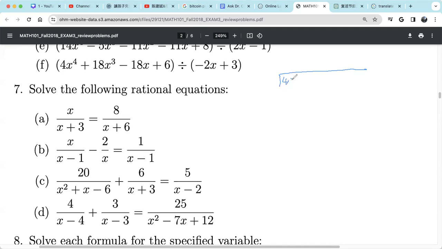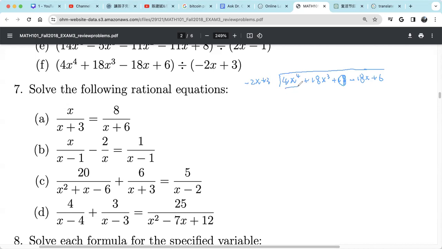Well, 4x to the power of 4 plus 18x cubed minus 18. Oh, hold on, we don't have an x squared term, so let's put 0 here to take the spot. Then plus 0 minus 18x plus 6, all divided by -2x plus 3.